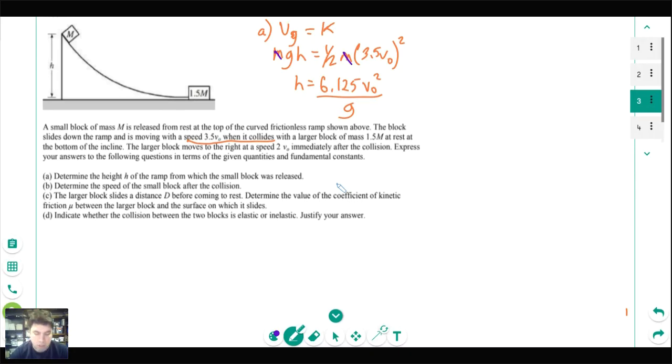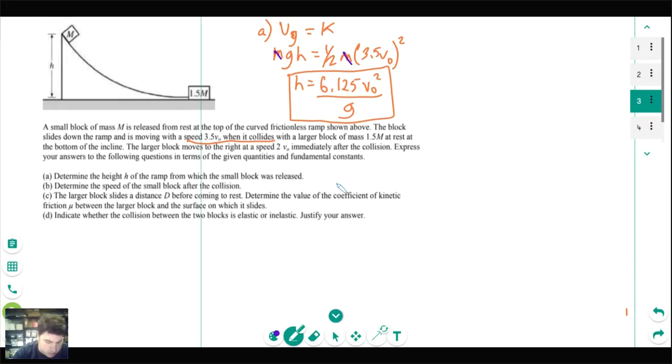And let me just double check that because I'm questioning my math right now, but I did it earlier. So 3.5 squared is 12.25 divided by 2, 6.125. Yep. And there is our answer to part A. Energy, potential, into kinetic, and solve from there.